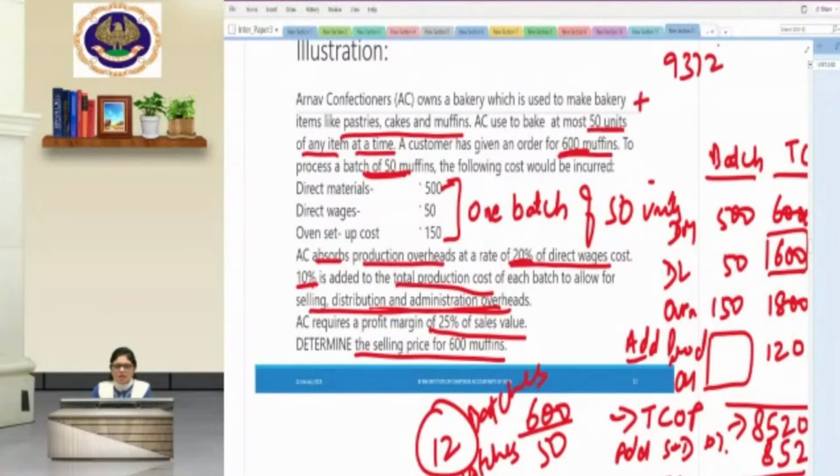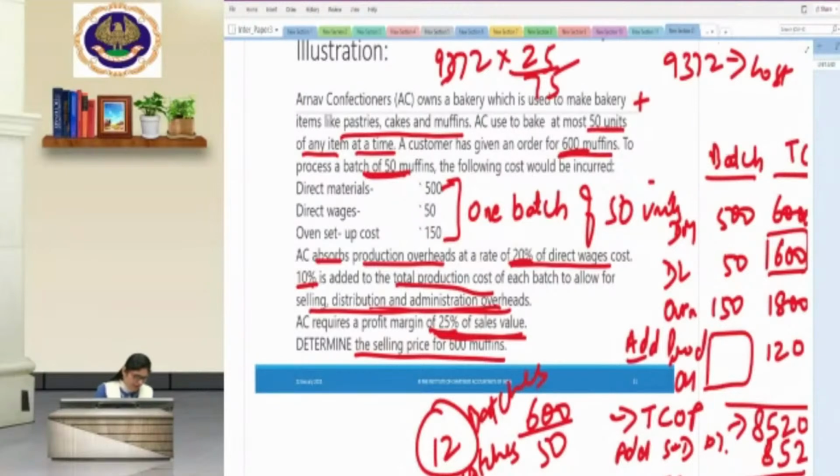9372 plus profit is 25% on sales. Now you tell me how to calculate the profit. I've explained to you how to do it. 9372 is the cost, right? 25% is on sales, but you have to calculate it on cost. So how are you going to do it? 9372 into 25 divided by 75. It is 3124 is the profit.